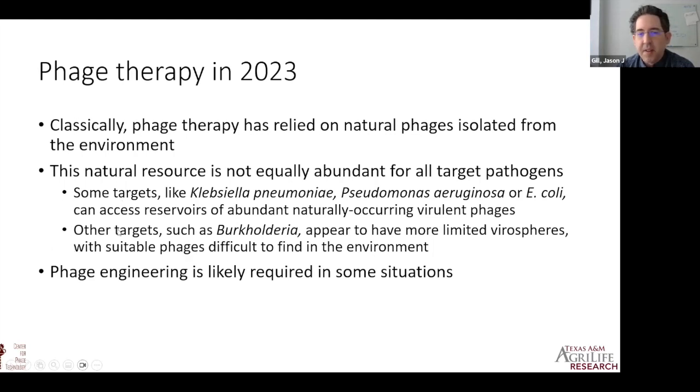I see Martha's in the audience, so she'll attest to this with Clostridium difficile, which is probably the king of this problem. But there are other organisms as well. So the idea that you can just get tons of virulent, T4-like phages out of sewage for any pathogen is really not the case. This has led us to a route where, if we want to be able to use phages for some of these infections, we're probably going to have to start trying to engineer these phages or modify them in some way to make them suitable for therapy.